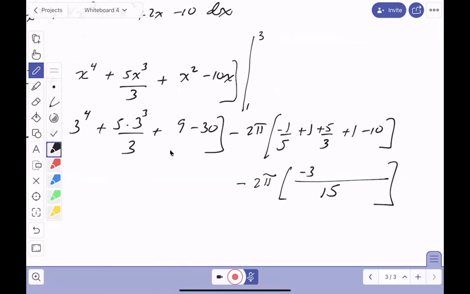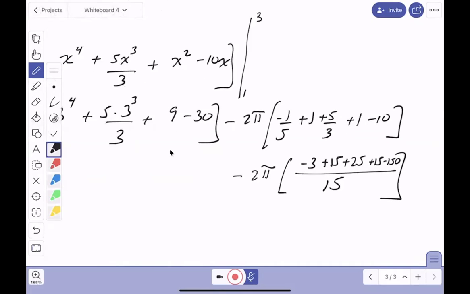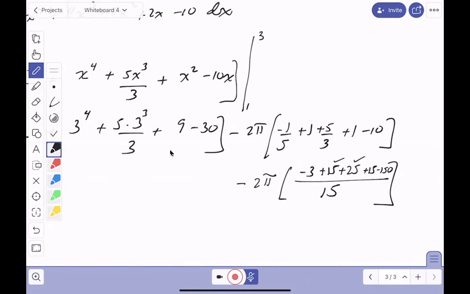Let's write this down. Minus 3, plus 15, plus 25, plus 15, minus 150. Let's see if I did that right. 15 minus 3, 15, 25, 15 minus 150. Let's add them together. 15, 25, and 15. That's 30, 40, 55. So that would be minus 95, minus 98.